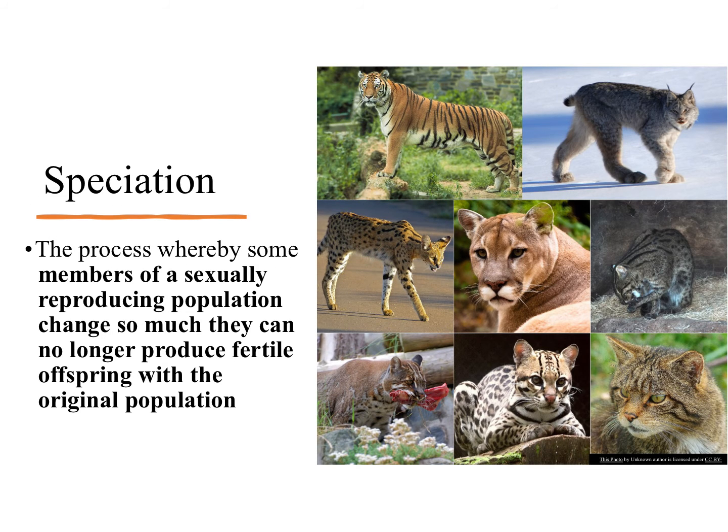All right, so that brings us to speciation. So we just call speciation the process where members of a sexually reproducing population change so much they no longer produce fertile offspring with the original population.